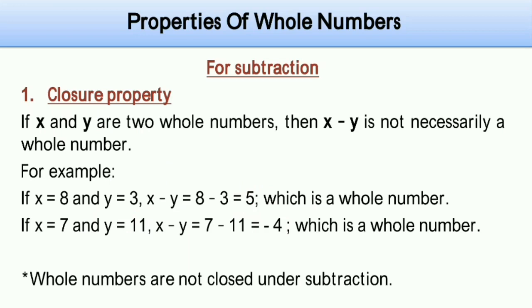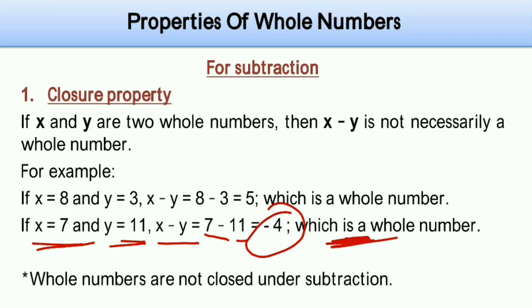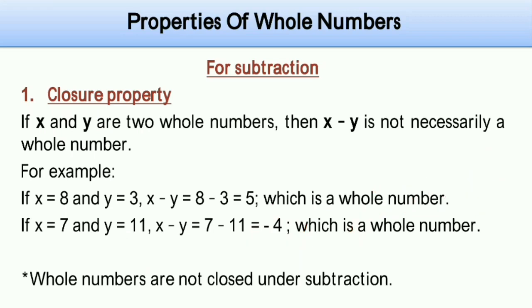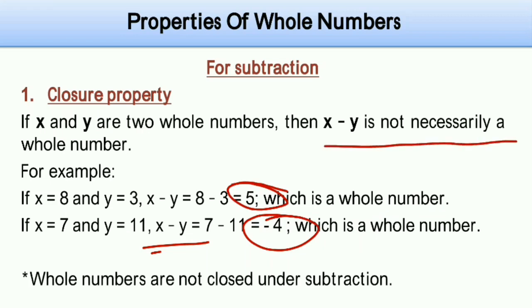If we take the numbers 7 and 11, x is equal to 7 and y is equal to 11, then x minus y is 7 minus 11, which is minus 4, which is not a whole number. Sorry, here the word not is missing. Minus 4 is not a whole number. Whole numbers are not negative. So here x minus y is a whole number, and here it is not a whole number. So x minus y is not necessarily a whole number.